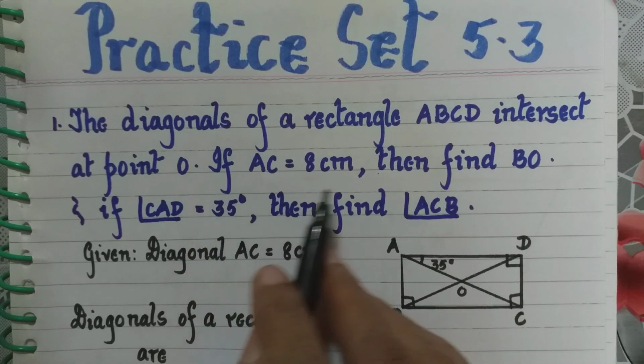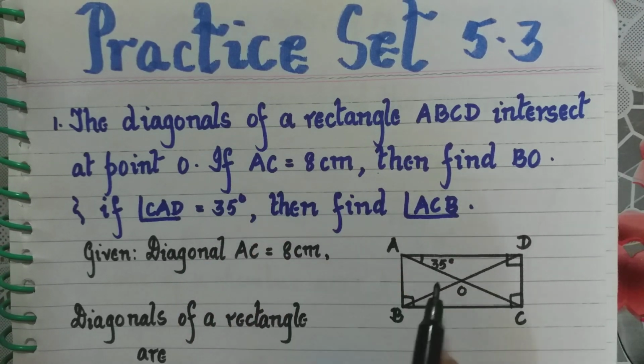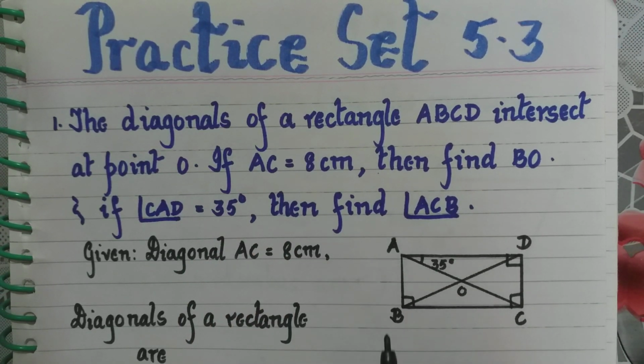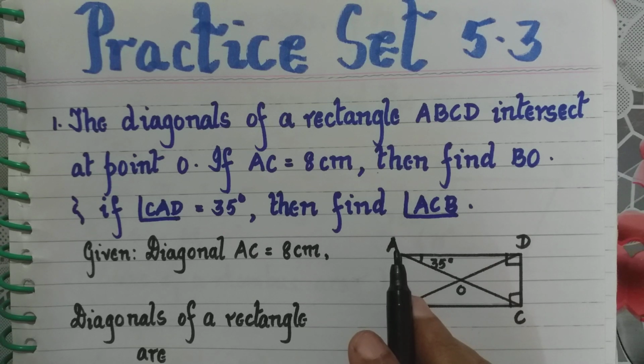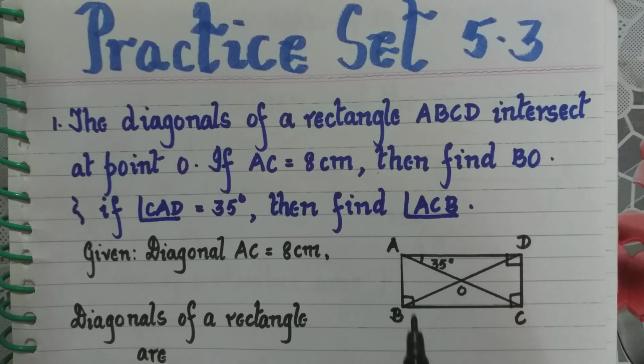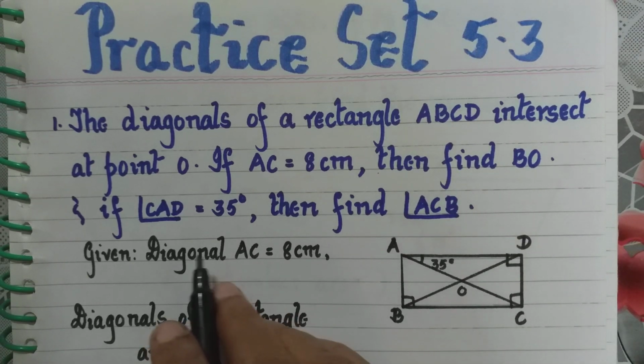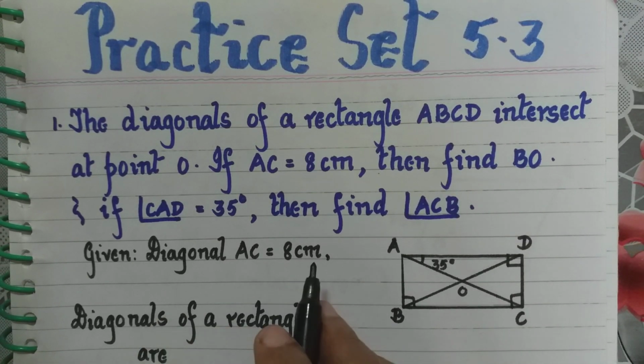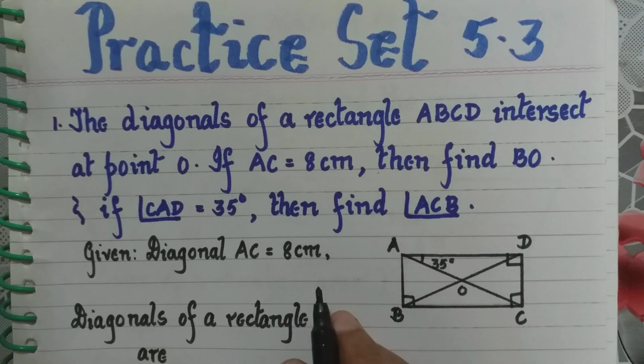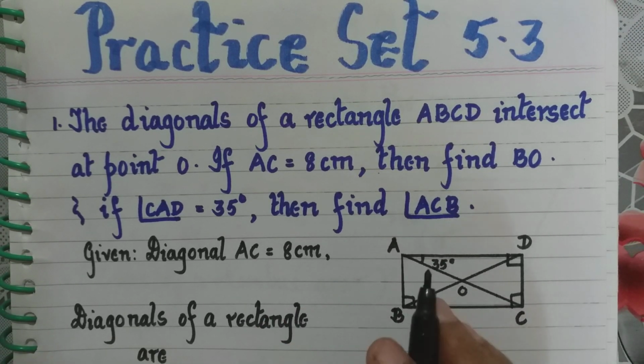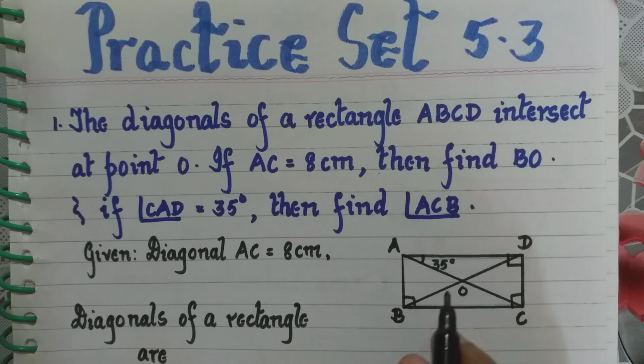Okay, they have given us here AC is 8 centimeter and the given figure ABCD is a rectangle. So now AC is the diagonal of the rectangle and it is 8 centimeter. So that is what I have written, diagonal AC is 8 centimeter. Now we must remember the property which we use, that the diagonals of a rectangle are congruent.